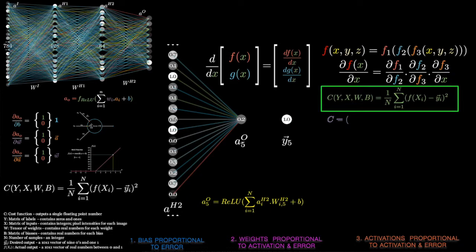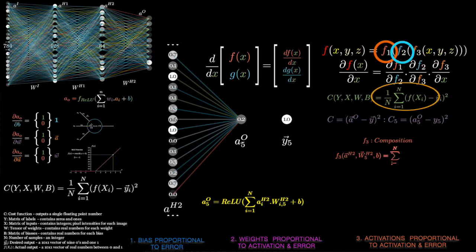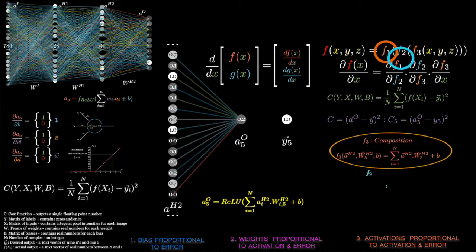If we want to look at the contribution of just the fifth neuron, we can write out our cost function like this. The cost is a function of a function of a function. The first function is composition: sum the product of the weights and activations and add the bias. The second function is activation: apply the ReLU.